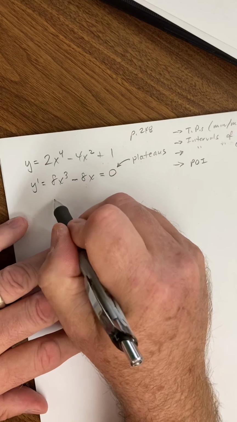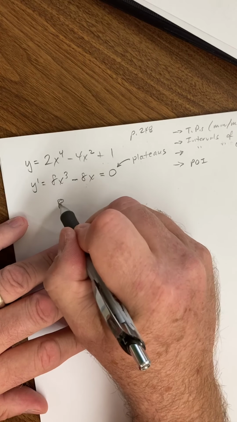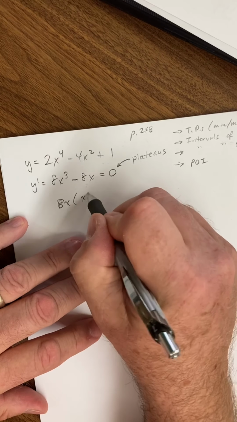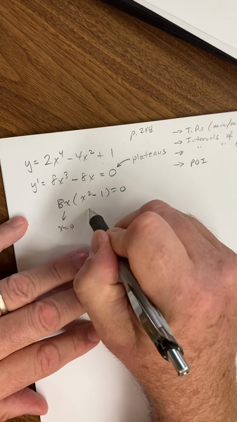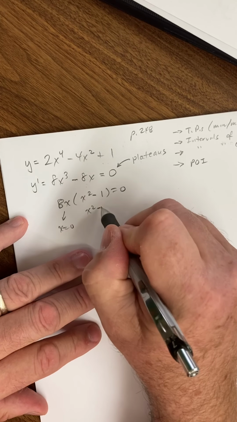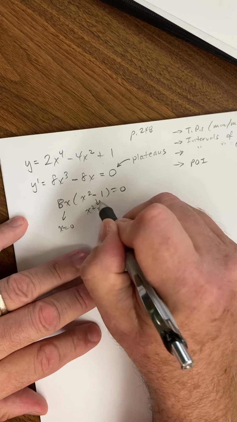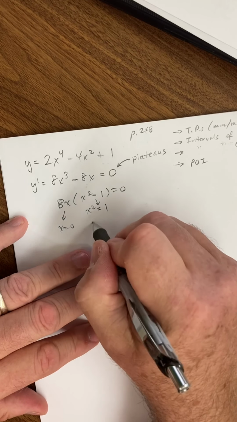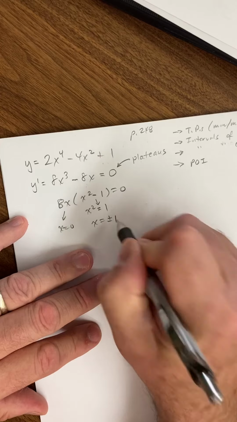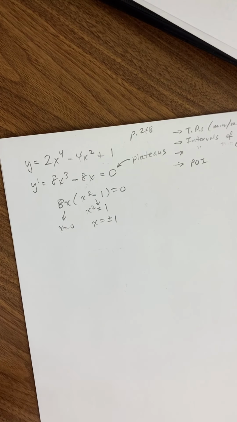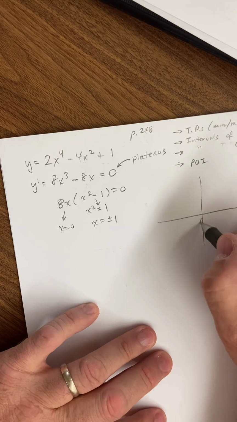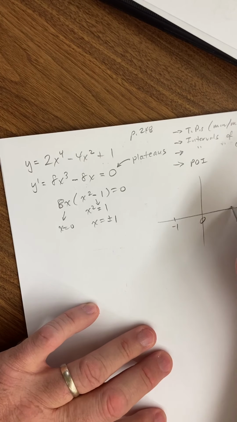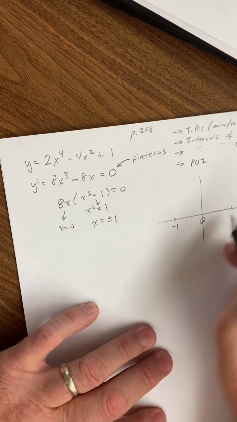All right, so if I factor this, there's 8x on both sides. So it'll be x squared minus 1 equals 0. From here, x equals 0, and this will be x squared equals 1, bring 1 to the other side, or x equals plus or minus 1. Okay, so there's actually 3 plateaus, and those are the only 3 plateaus that we know of. So it's 0, and minus 1 and 1. It plateaus at these points.